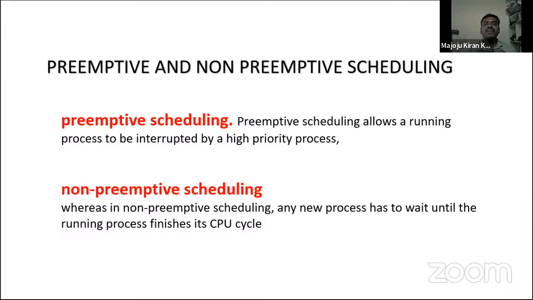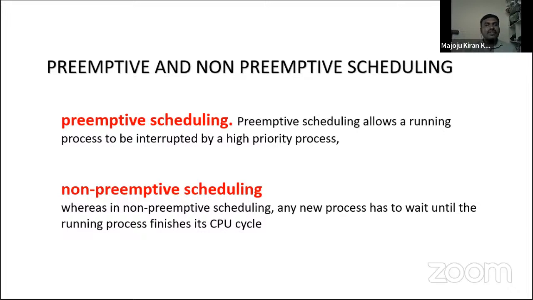This is called what? Preemptive. So preemption allows what? While two processes are executing, stopping one process and giving a chance to another process to run is called preemption. This is preemptive scheduling.